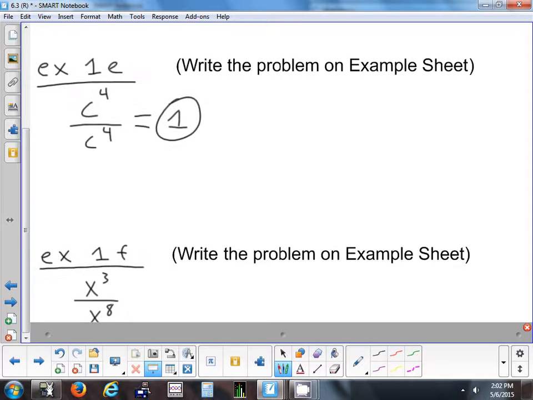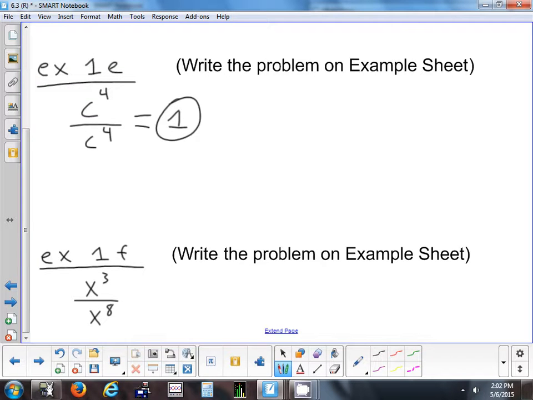Same thing for this one, guys. You have a spot on your example sheet that says example 1F. You're just going to write it in. Okay, when I write my answer, what's going to be my base? X. What's going to be my exponent? 5. Where should it go? Should x to the 5th go in the top or the bottom? Bottom. Why? The bigger number was in the bottom. So what goes in the top? 1.